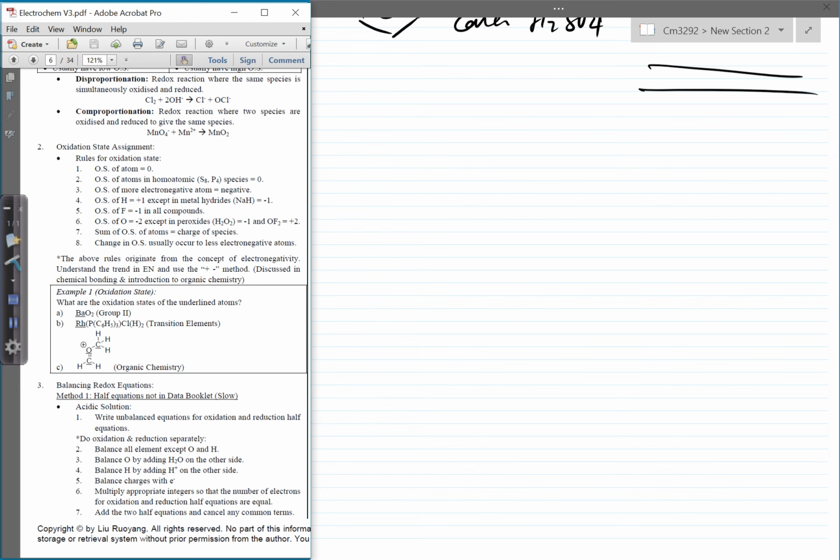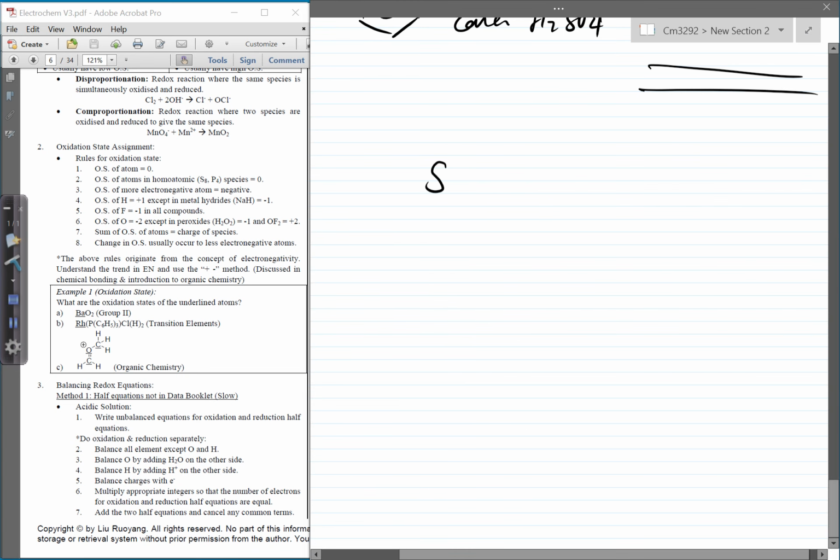Some oxidation state assignments. For all these rules of oxidation state, you actually don't have to know, right? Because all can be derived from the concept of electronegativity, if you think about it. For the first one, oxidation state of atom is 0, of course, because there's nothing for it to attract, right? Since it's only itself. Second one, oxidation state of atoms in homoatomic species. Since it's homoatomic, everything is the same atom. So even if you have a bond, the electron is shared equally, right? So it doesn't go closer to either one, so therefore oxidation state is 0.